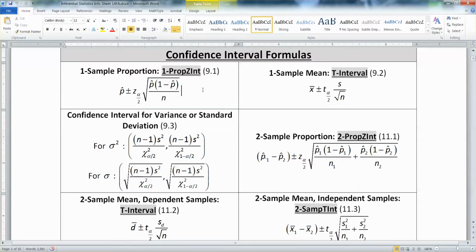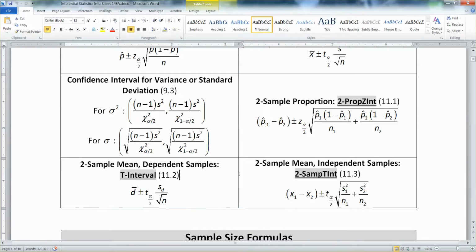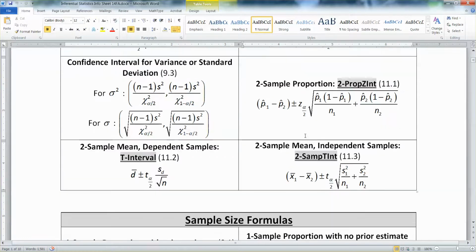But if they talk about proportions, you have to pay attention. Are they talking about a single proportion? Because that's 1-prop z-int. Or are they talking about comparing 2 groups' proportions? That's 2-prop z-int. And if they're talking about 1 mean or 2 means: if it's 1 mean, that's t-interval. If it's 2 means, it depends. If it's dependent, then it's t-interval, but with the differences, d. And if it's 2 independent samples, independent of each other, that would be 2-samp t-int. You're going to have to pay really close attention to figure out which one you're using when.